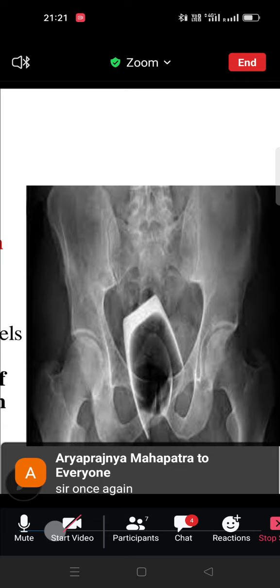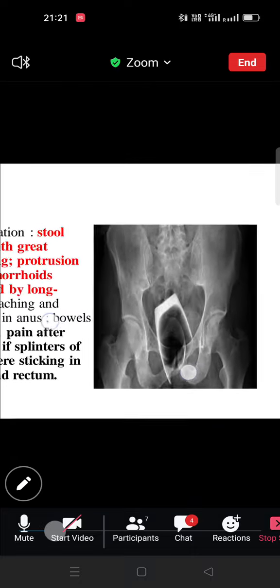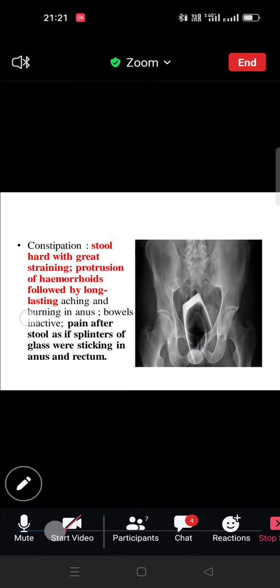So, can anyone tell me the disease condition in which we will find glass-like appearance on the chest X-ray? कोई बताएगा? That is pulmonary edema. In case of pulmonary edema, we will find glass-like appearance on chest X-ray.